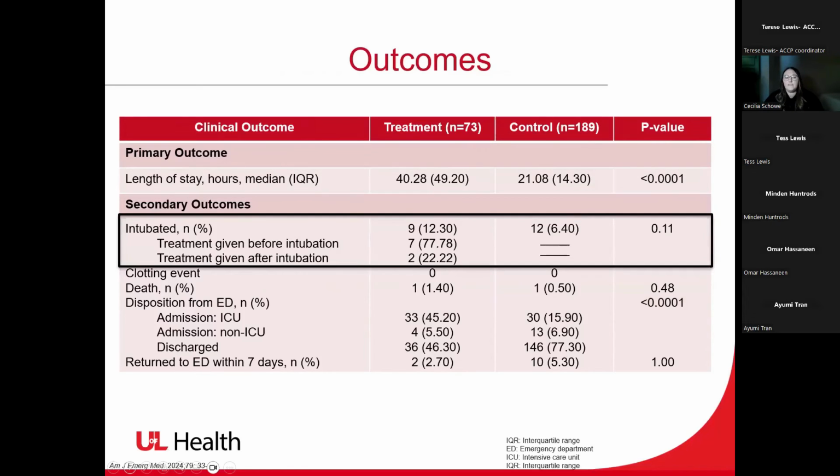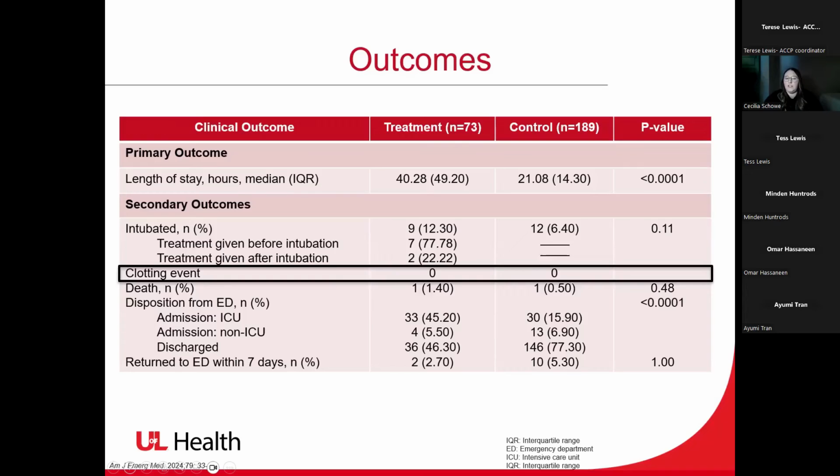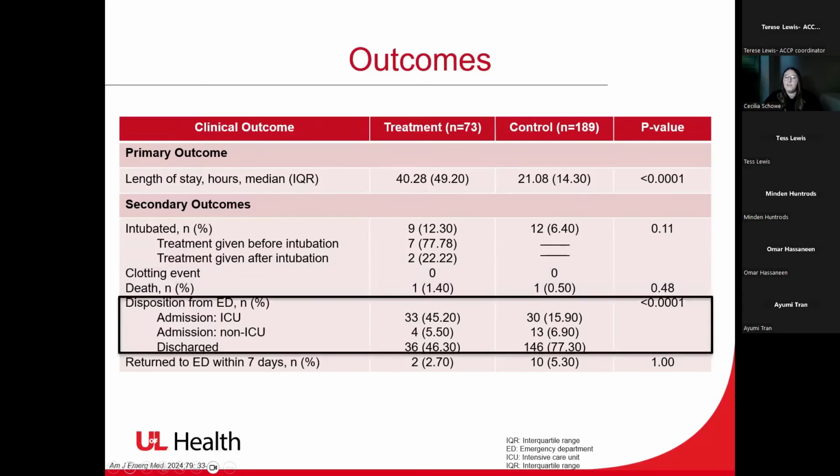You can see in terms of secondary outcomes, rates of intubation. So while higher in our treatment group at 12% compared to only about 6% in our control group, this wasn't considered significant. You can see no patients experienced any clotting events. And then when looking at disposition from the emergency department, you can see there was a difference with most of our patients in the treatment group presenting to the ICU compared to in our control group. About 3/4 of patients were ultimately just discharged from the emergency department.